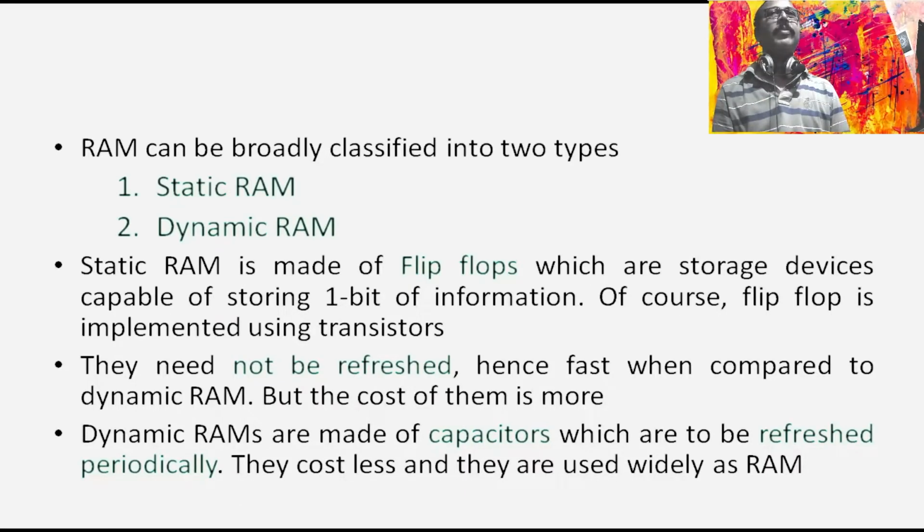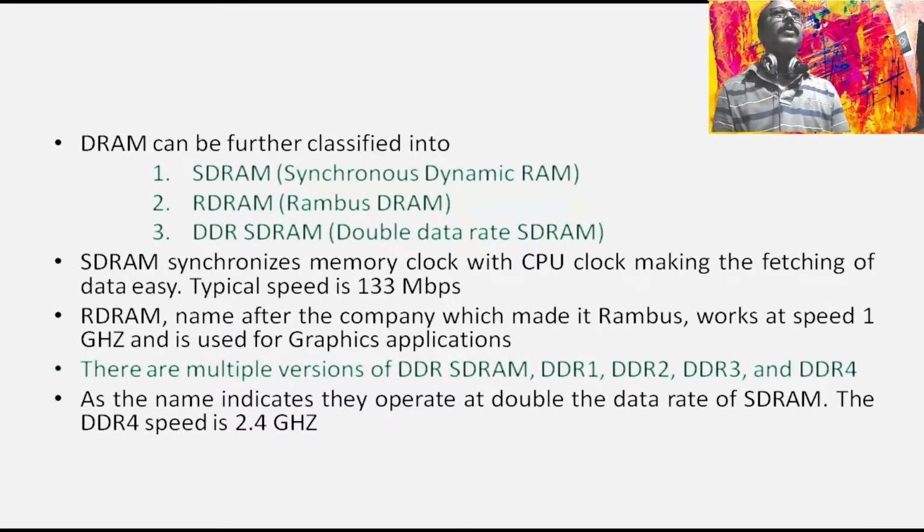Static RAM, dynamic RAM. So DRAM is used as main memory. Whenever you are going to purchase a computer, you should bother about the DRAM type. DRAM can be further divided into SDRAM, RDRAM, and DDR SDRAM: synchronous DRAM, Rambus DRAM, and double data rate SDRAM. At present we are using DDR type of RAMs. DDR, double data rate.